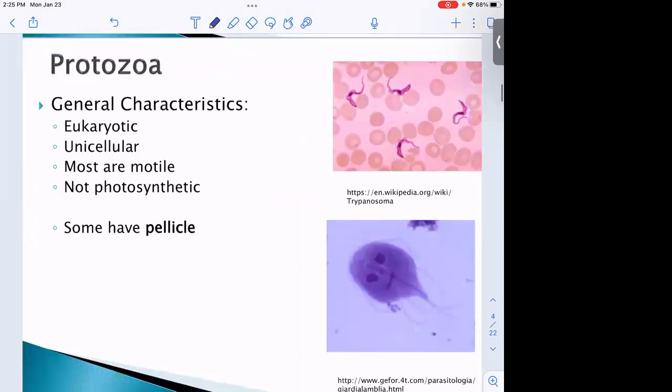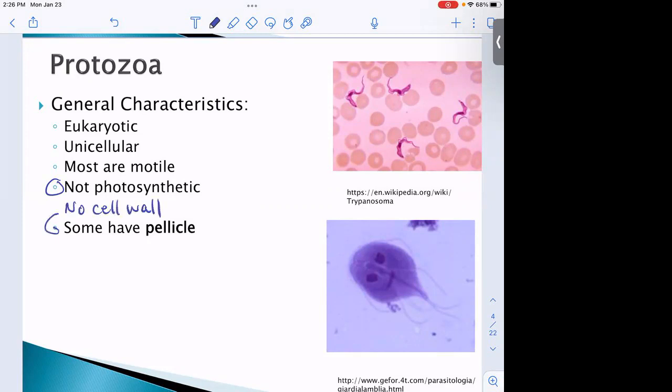If we thought about the characteristics of the protozoa, of course, they're eukaryotes, they're single-celled. Most of them are motile, and we used to put them in groups based on their motility, whether they used a flagella, whether they used cilia, or whether they moved in amoeboid motion. They are not photosynthetic. Remember we called these the animal-like protists. So they're not photosynthetic. Some other protists are, but not that group called protozoa. And they do not have a cell wall.